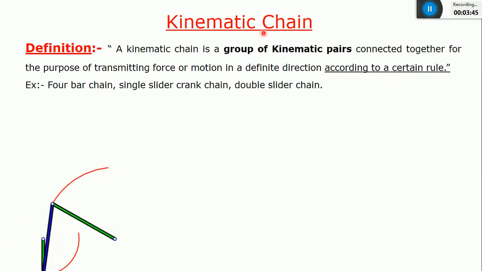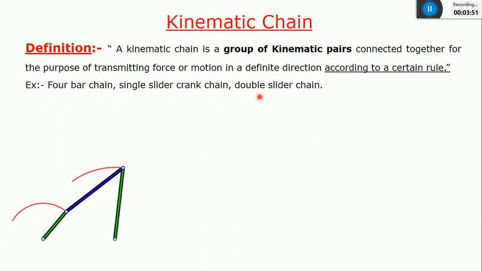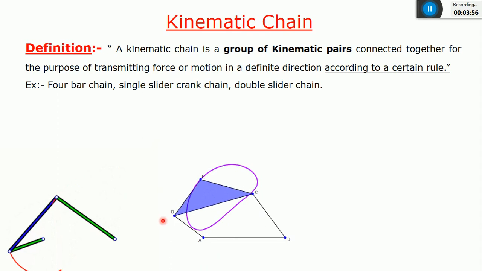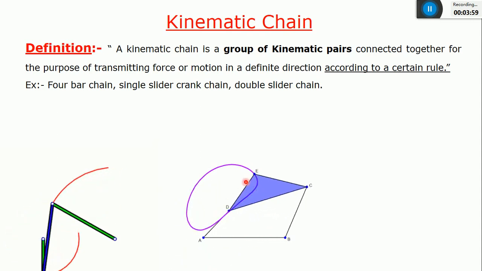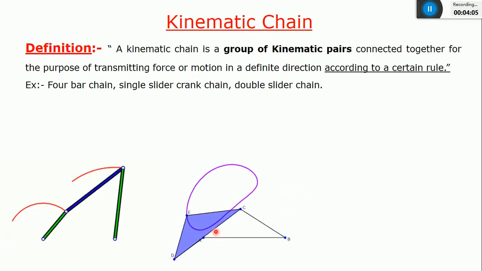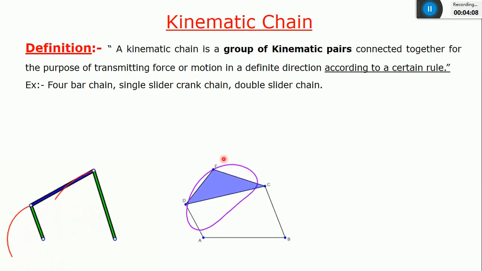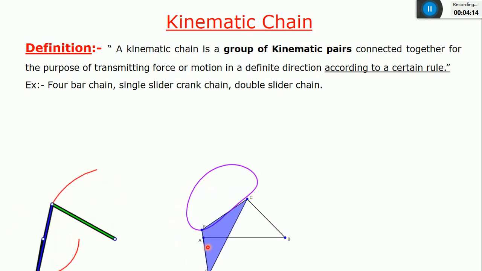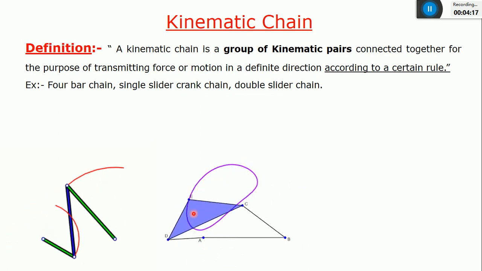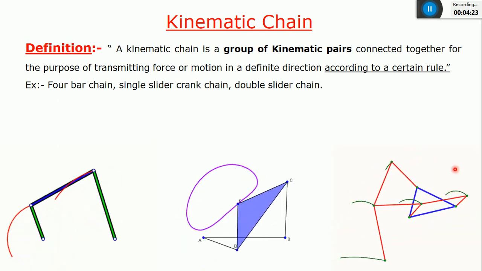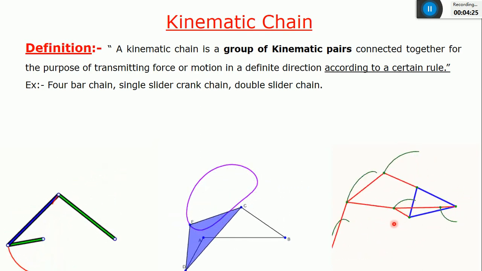Examples of kinematic chain for your syllabus are a four bar chain, a single slider crank chain, and a double slider crank chain. This is one more example. This is also a four bar chain. This triangular blue color part is considered as a single part, and just consider any one point. I'm going to consider point E. When you give input to this link AD, a rotary motion, this point E will trace a definite path. It'll trace a certain path. This is also one more type of kinematic chain. This is nothing but a group of so many kinematic pairs.